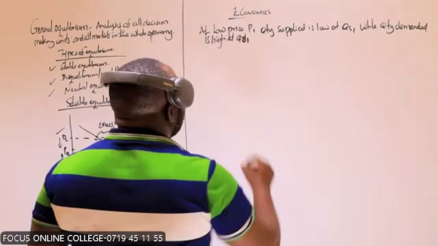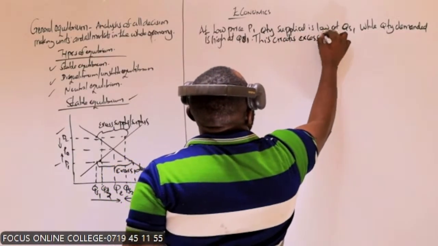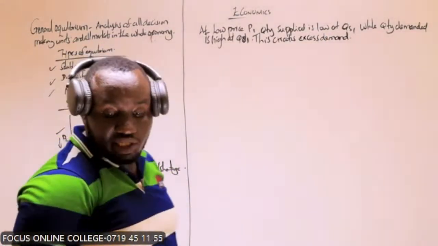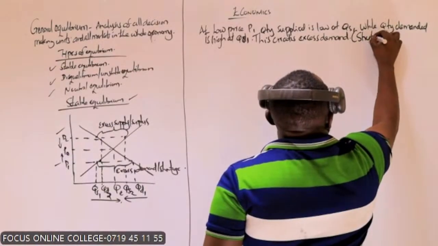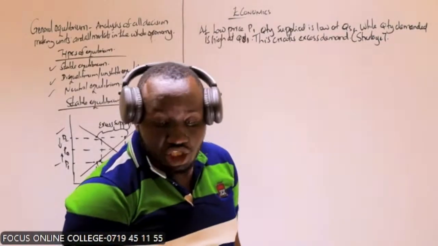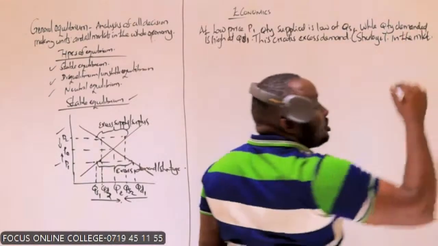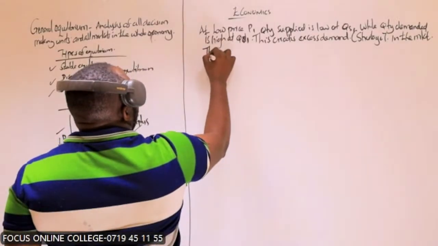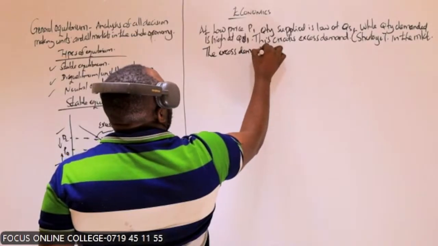When quantity supplied is low, this creates excess demand. In brackets we have shortage. That implies that the board meetings were held in Kenya, and in the market we have a shortage. Gazetted by the Cabinet Secretary also creates excess demand.